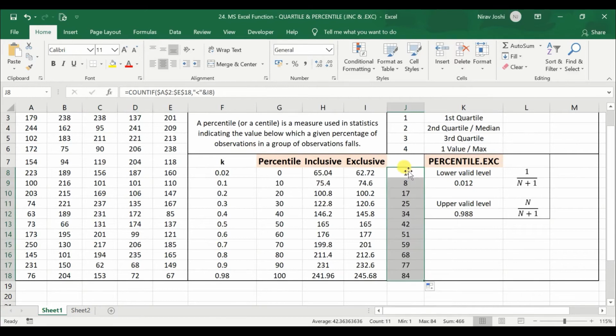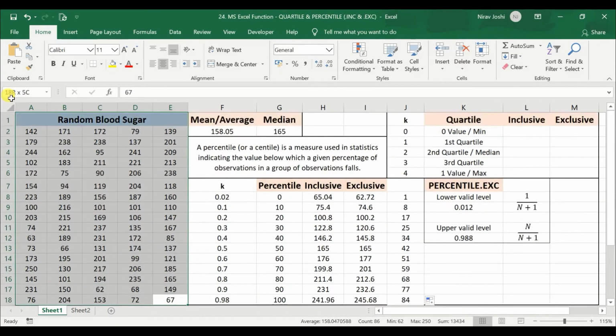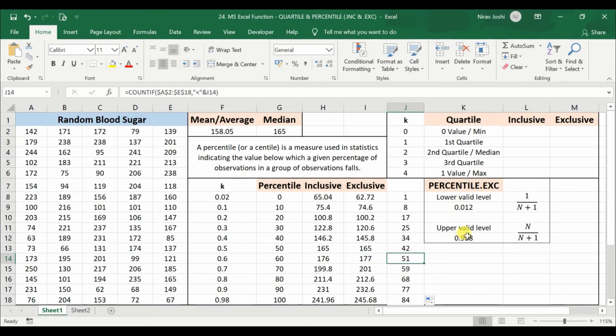So we see that at least one observation is below this value of 62.72 and at least one value is above this 245.68, because there are a total of 85 observations in this data range, and because of which we can say that at least one observation is above this, and that is the basis of calculation of this lower and upper valid level. So suppose you have a total of 500 observations, then this lower and upper valid level will move further in both the directions. So the lower value would become lower and the upper valid level will go higher.